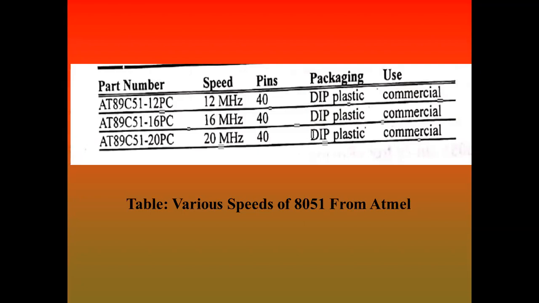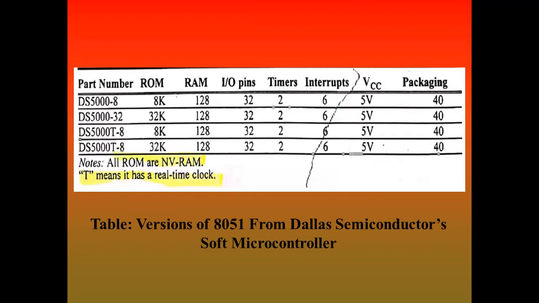Next are various versions of 8051 from DLR semiconductors, soft microcontroller. As I have already discussed with you, this is the NVRAM version, and in the NVRAM version you can see DS5008. Here 8 means 8K ROM, then 32 means 32K ROM, 8K, 32K, and so on. And T stands for real time clock.